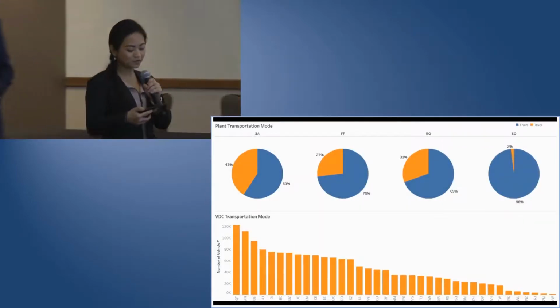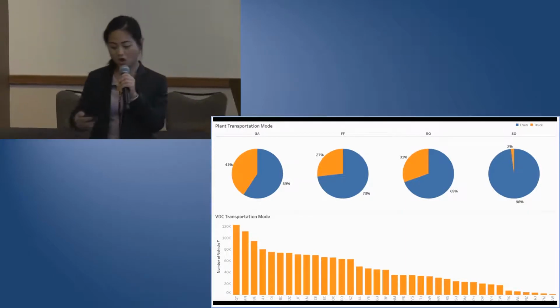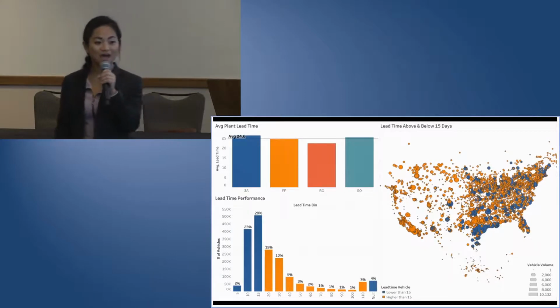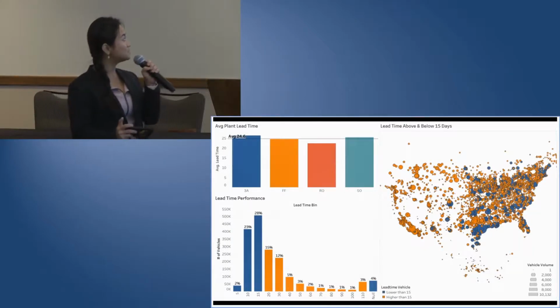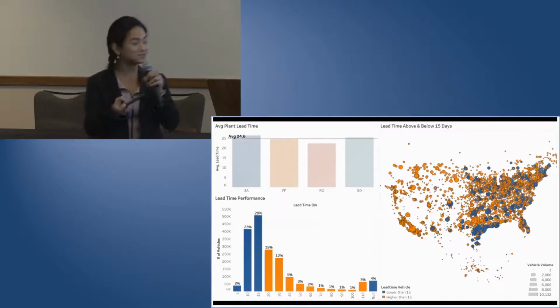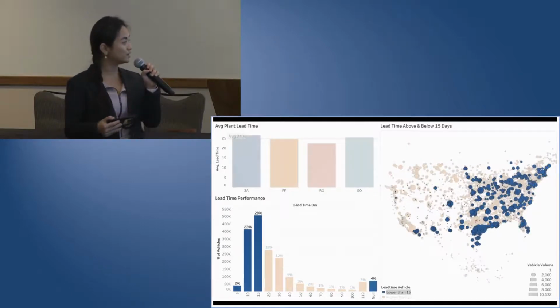So yeah, now we dive into the analytics of our output. As mentioned earlier, our model only had truck shipments for VDC. And here is our lead time analysis with an average of a little below 25 days. This was because we wait for full load shipments of 10 or 20. However, most of our shipments fall below 30 days.